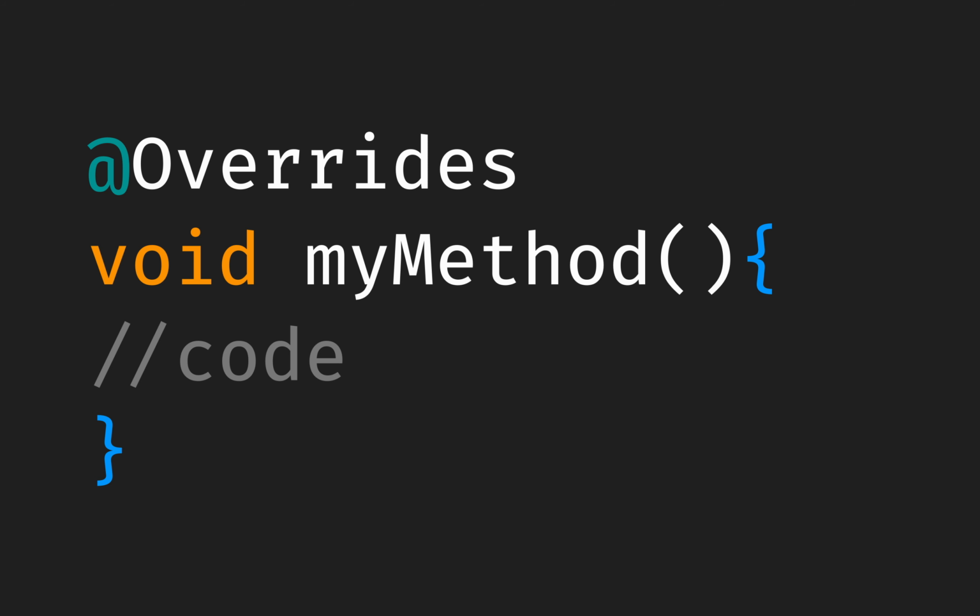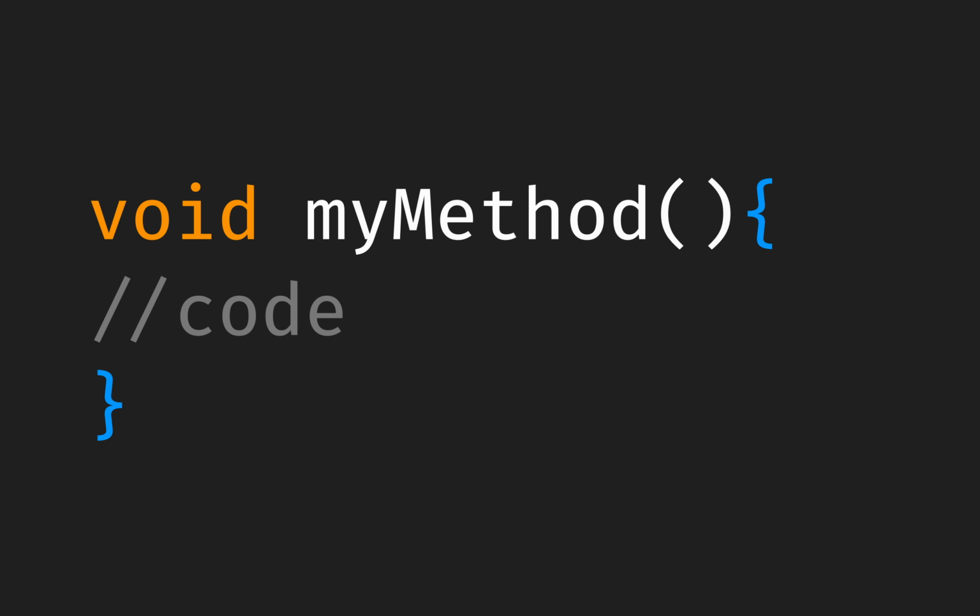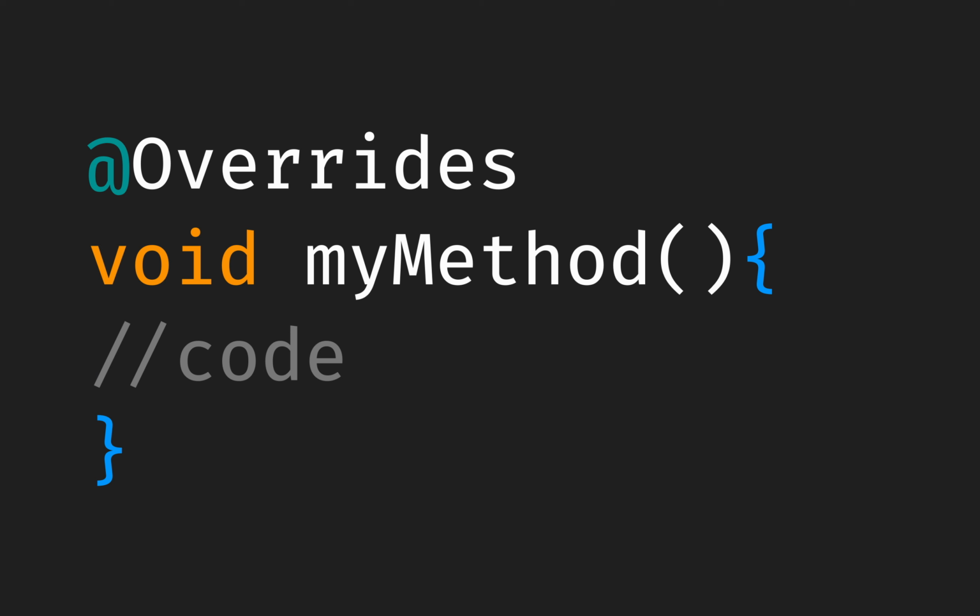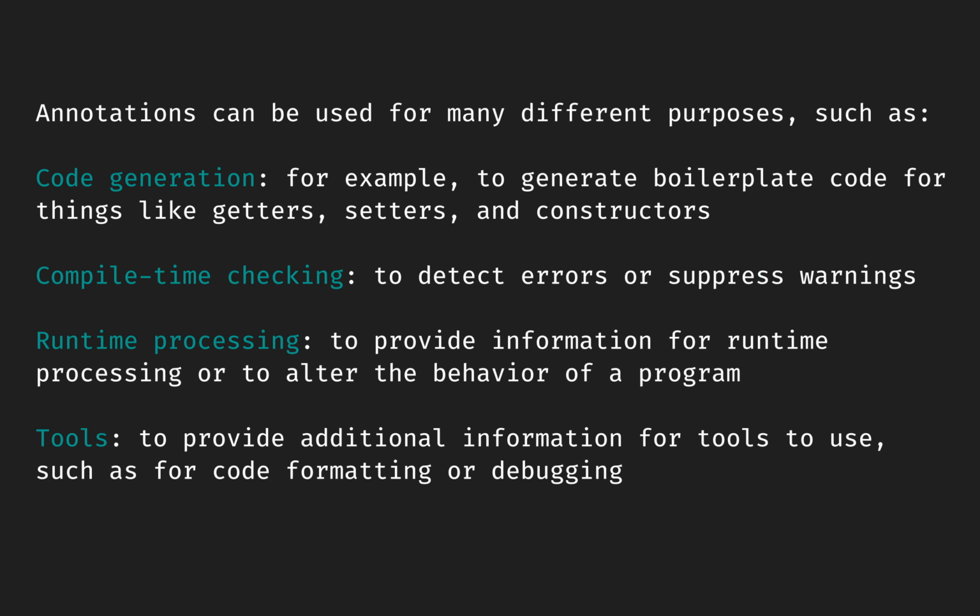Annotations are optional metadata. Removing all annotations in a project filled with them will not affect the code from compiling and running. However, adding an annotation can trigger a compile error. The compiler validates that an annotation is used correctly. So in summary, annotations can be used for different purposes: for code generation, for compile time checking, for runtime processing, and for tools.